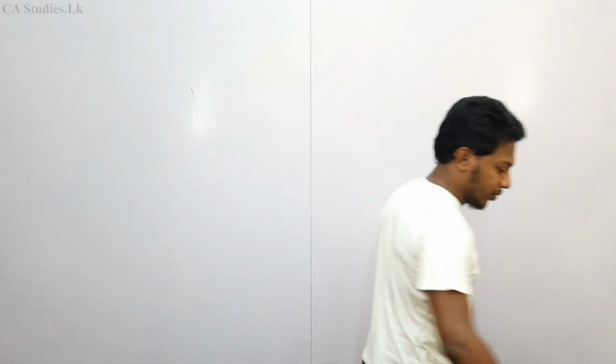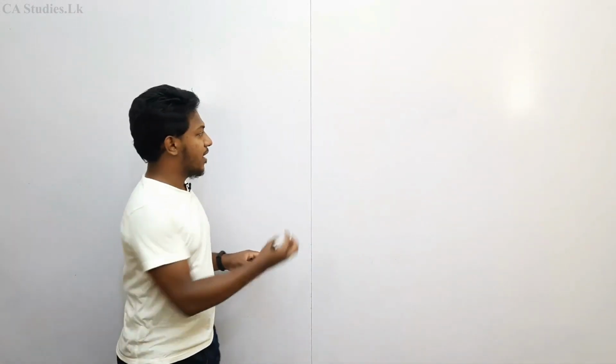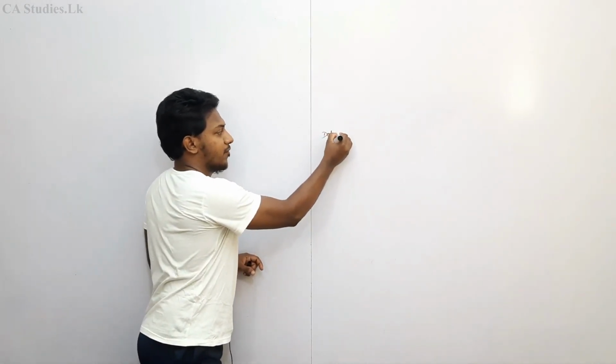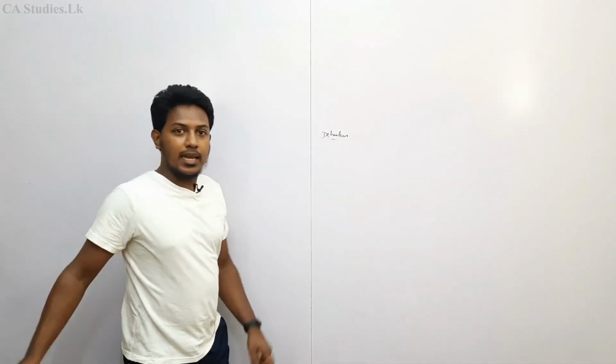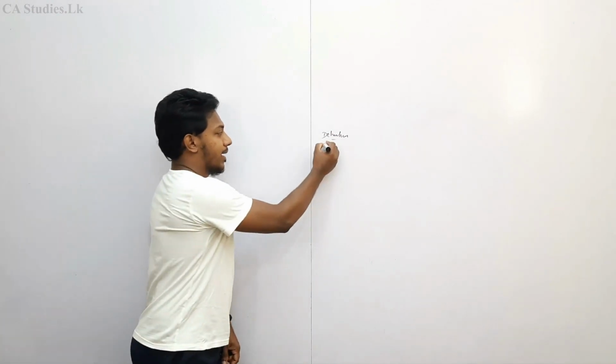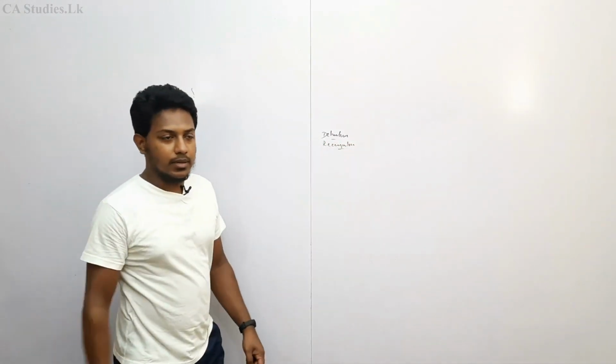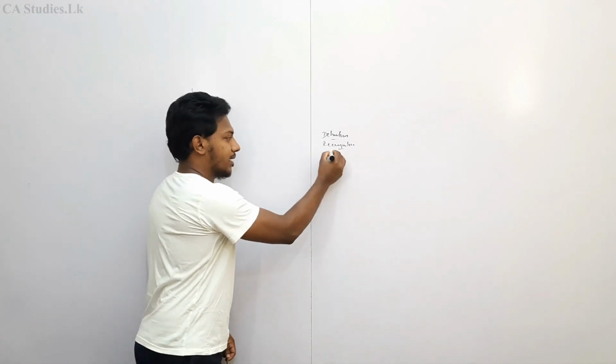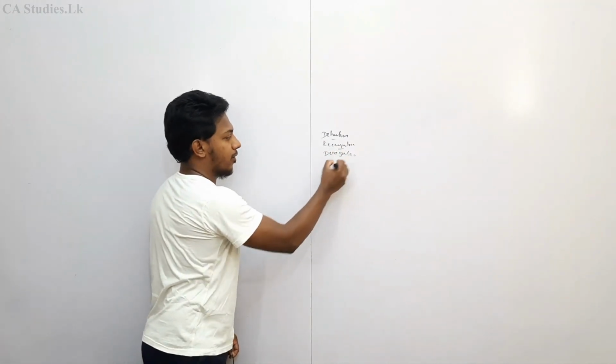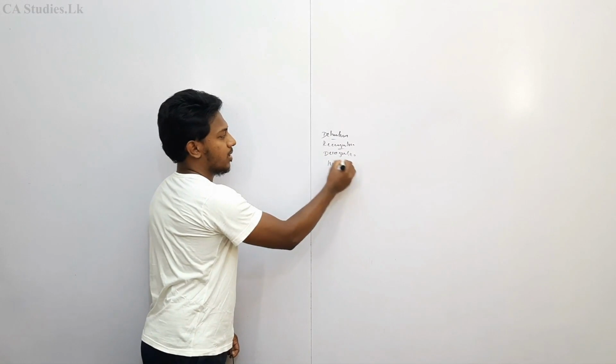I will explain to you. Already I have told you we have learned the conceptual framework. The conceptual framework has been divided into four. First one is the definition of financial statement elements. Second one is recognition of financial statement elements. Third one is derecognition. Fourth one is measurement. That's all.